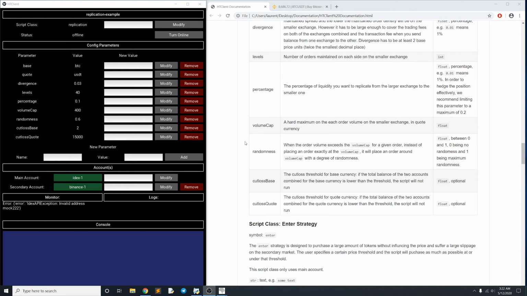Randomness is slightly different compared to the maker and stable strategies. What it's going to do is that when you replicate in a certain percentage of the amount on each level, let's say 20% of an order on the larger exchange, and this exceeds the volume cap that you set here, randomness is just going to allow you to put an amount on that level that is around the volume cap, but that is not exactly the volume cap. And this is, again, to make the order book look a little more natural. And then finally, you have cut loss base and cut loss quote, and these are exactly the same.